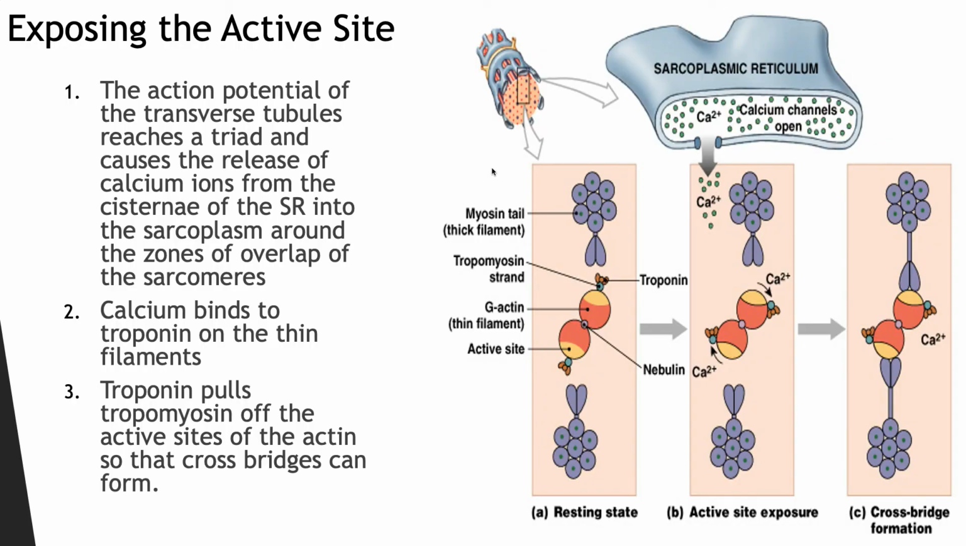We've kind of talked about exposing the active sites already. Remember, the action potential of the transverse tubule reaches that triad and causes the release of calcium ions from the cisternae of the sarcoplasmic reticulum into the sarcoplasm and around the zones of overlap of the sarcomere. Remember, calcium will then bind to troponin on the thin filaments, and troponin will pull the tropomyosin off of the active site so that the cross bridge can form.